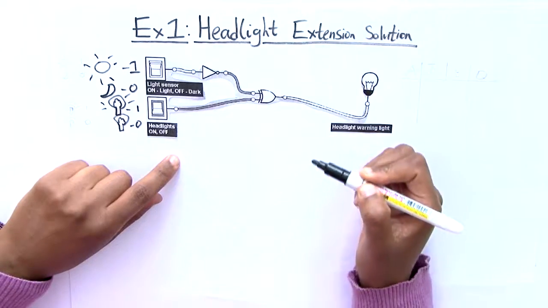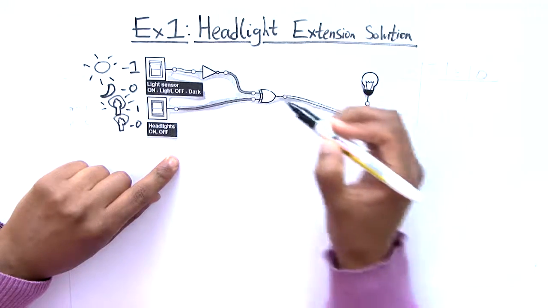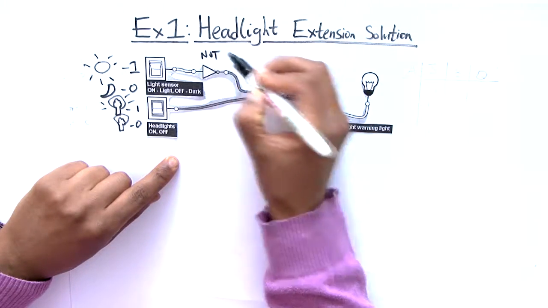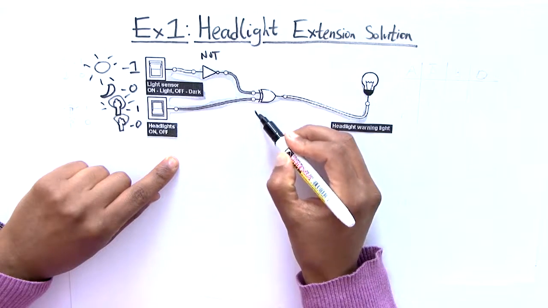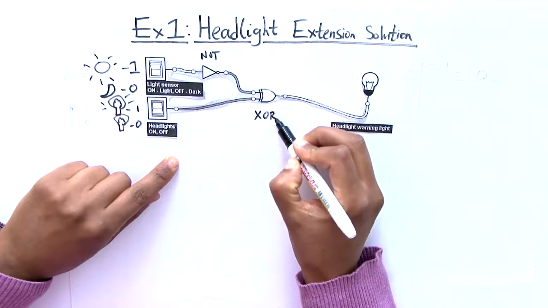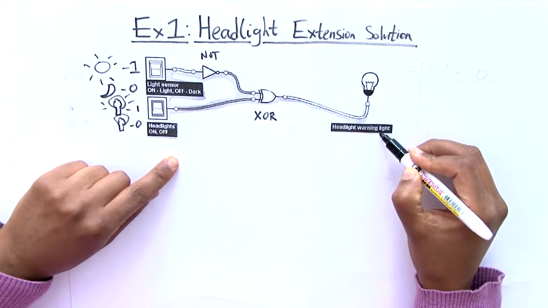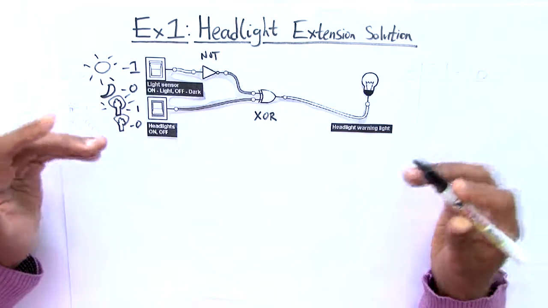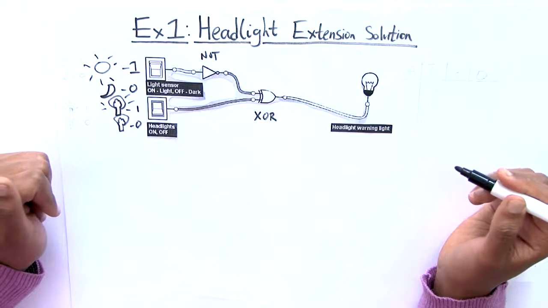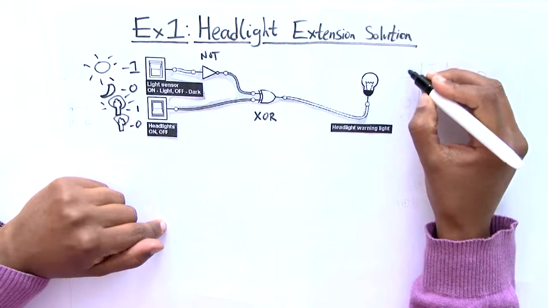So if you look at the actual gate itself, that is the NOT gate, NOT. And then here I have exclusive OR, XOR. And then the headlight warning light will be here. So I've been given the circuit, so now I will do a truth table.